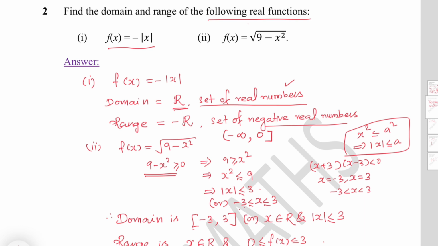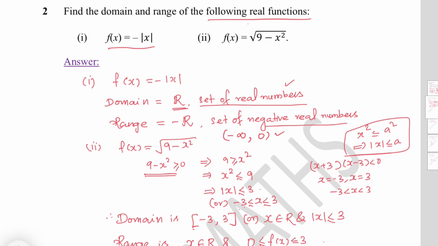And 0 has no sign, so 0 is included. Next, the range is the set of negative real numbers, that is, in interval form, you can say minus infinity to 0.